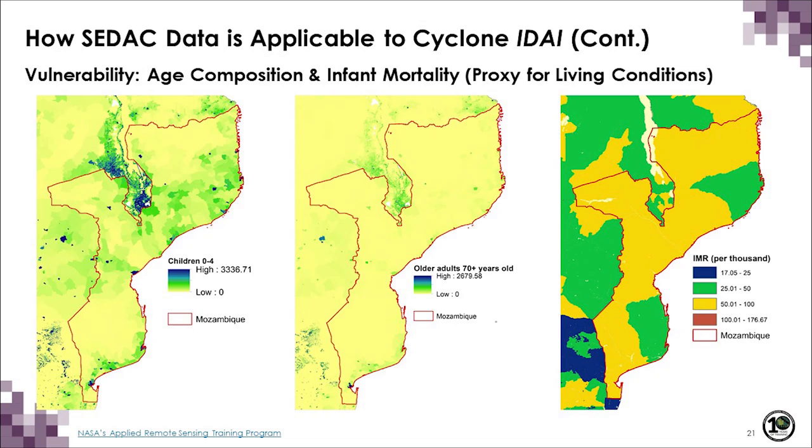For exploring vulnerability, we can use age composition from the basic demographic characteristics and infant mortality as a proxy for living conditions. The maps on the left and at the center display the distribution of children and the elderly, respectively. The difference in distribution between the two maps responds to the fact that Mozambique has a young population with more than 35% of children broadly distributed, while the older population is smaller and more heavily concentrated in urban areas. Finally, the IMR map on the right indicates that the area affected by Idai displays relatively higher infant mortality rates than other areas of Mozambique.